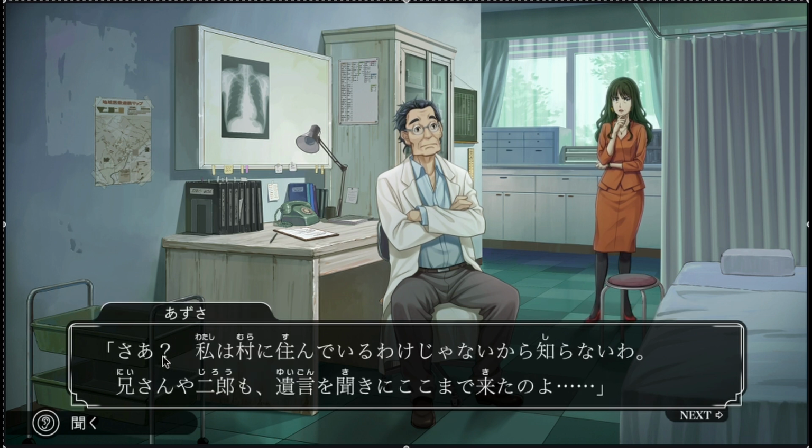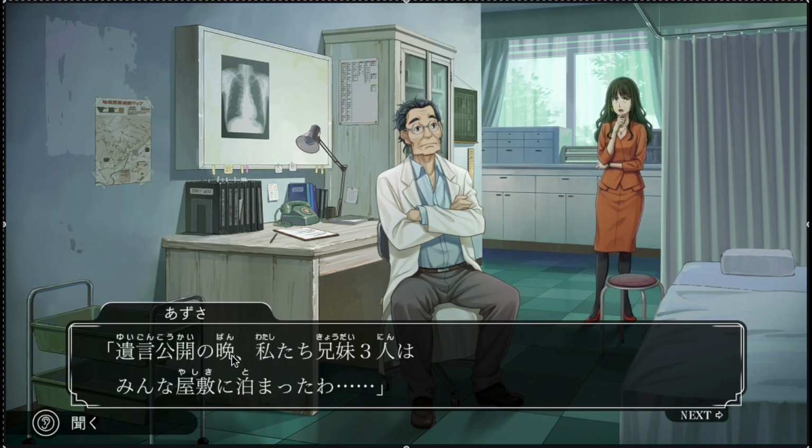さあ、私は村に住んでいるわけじゃないから知らないわ。兄さんや次郎も遺言を聞きにここまで来たのよ。Okay, so quick translation is, well, I don't live in the village. Because of that, I don't know. My brothers, there's two, came to listen to the will. 遺言公開の晩、私たち兄弟3人はみんな屋敷に泊まったわ。So, on the night of reading the will, she and her brothers stayed the night at the mansion. So, sannin is just to specify how many siblings there are, and then minna is saying everyone.